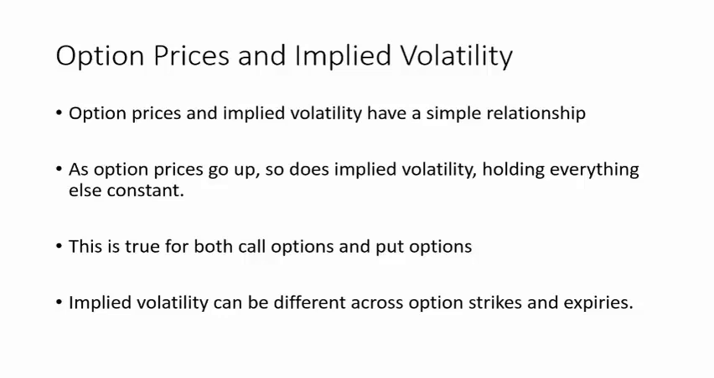Now a final point here that I think is quite important is that implied volatility can be different across option strikes and expiries. So what this means is that, let's say I'm looking at Nifty options and I look at the implied volatility of a particular strike, and then I look at the implied volatility of a different strike. Well, those two numbers won't always be the same, right? So the implied volatility for one option strike is not going to be the same as the implied volatility for another strike.